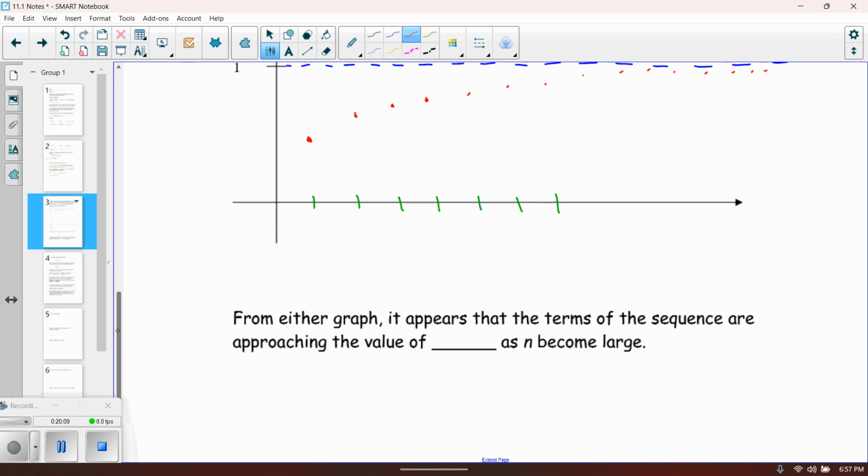So from either graph, doesn't matter which one it is, it appears that the terms of the sequence are approaching the value of 1 as n becomes large. Okay, and this is going to take us all the way back to calculus 1 with limits.